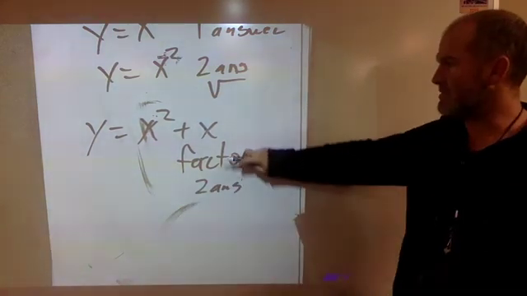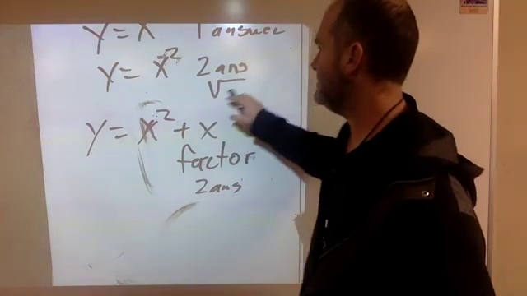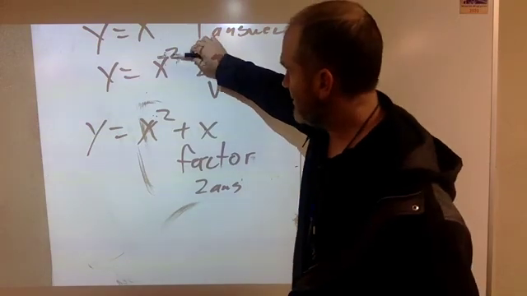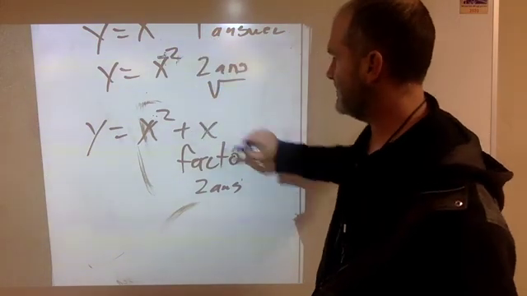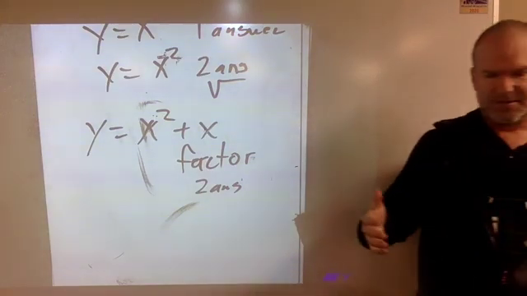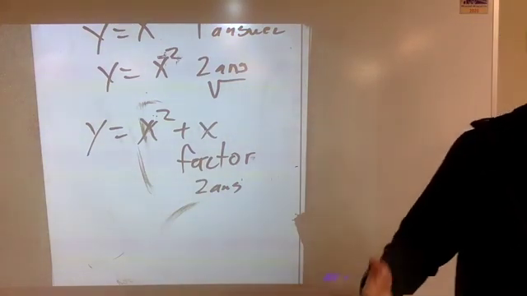All right, so that's the most complicated one. This one's not too bad. You just take the square root. That one's pretty easy. X squared means two answers. If there's also an x, you have to factor. So that's how you go about finding x-intercepts, which is solving the equation.